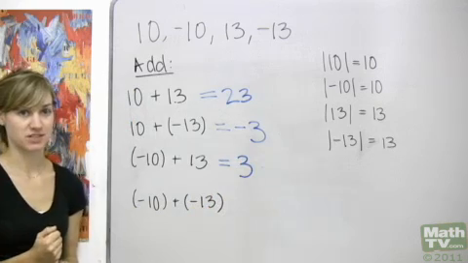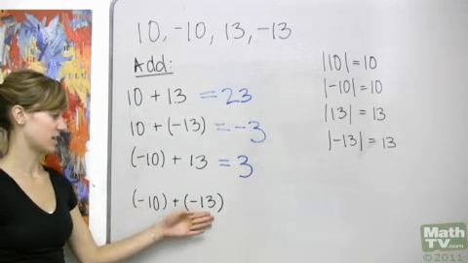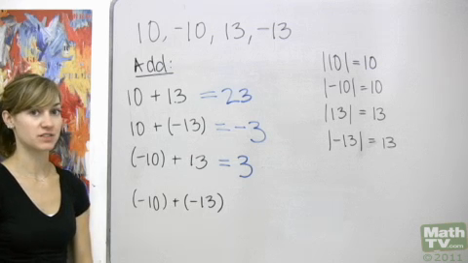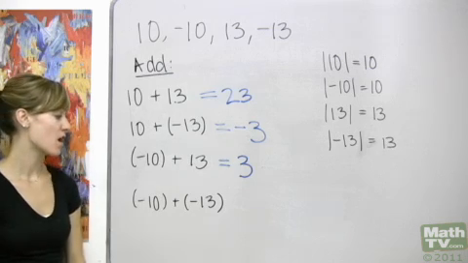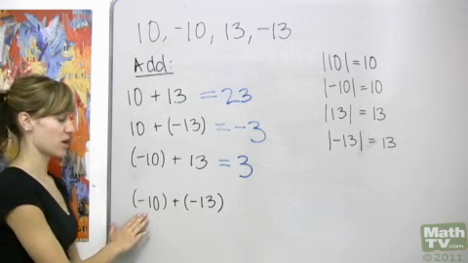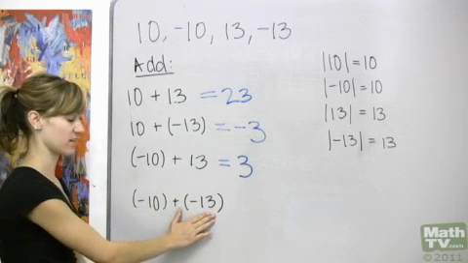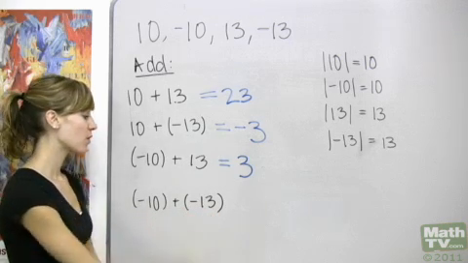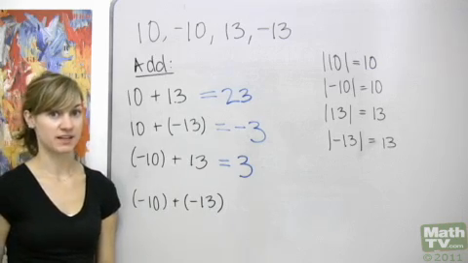For the last expression, we will find the sum of negative 10 and negative 13. We know that these two values are both negative, so therefore the answer will be negative. By finding the absolute value of both numbers, which is going to be negative 10 is 10 and negative 13 is 13, we know that the sum of these two numbers will be negative 23.